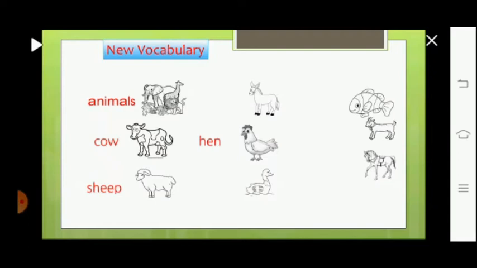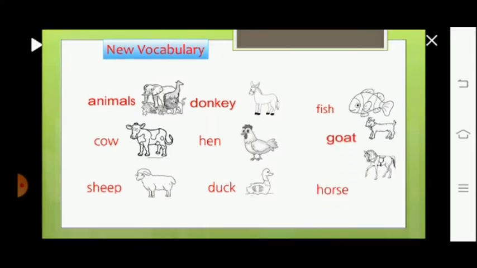Cow, cow. The first letter is C. The sound is K. Okay. Number 3. Sheep, sheep. Donkey, donkey. Hen, hen. Good. Duck, duck. It's very easy. Fish, fish. Goat, goat. Horse, horse. The last word is grass, grass.